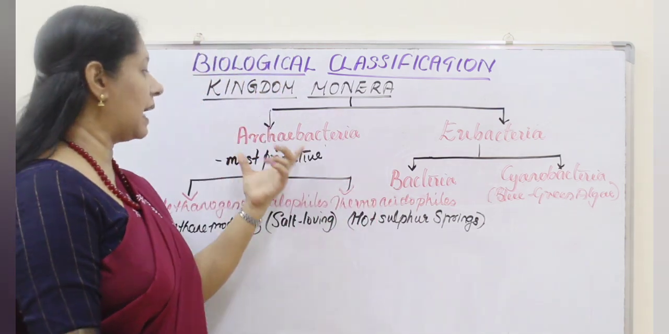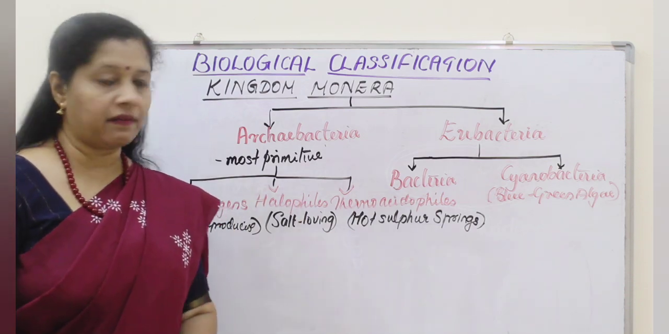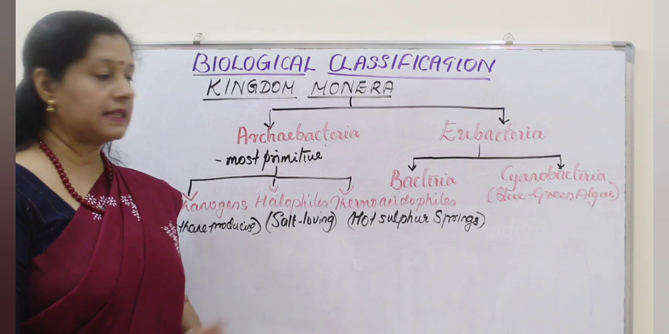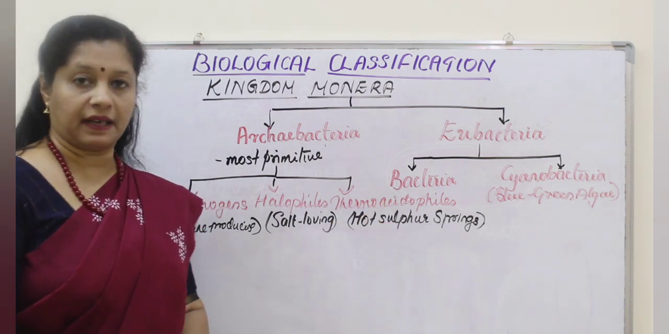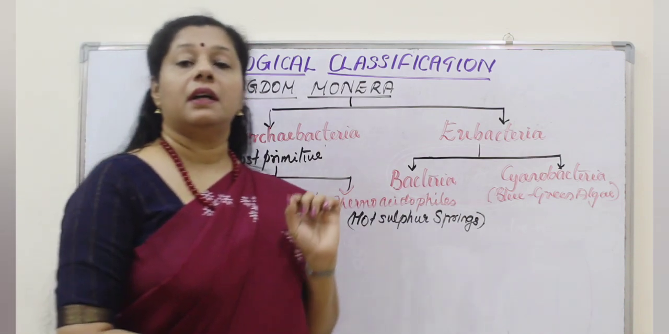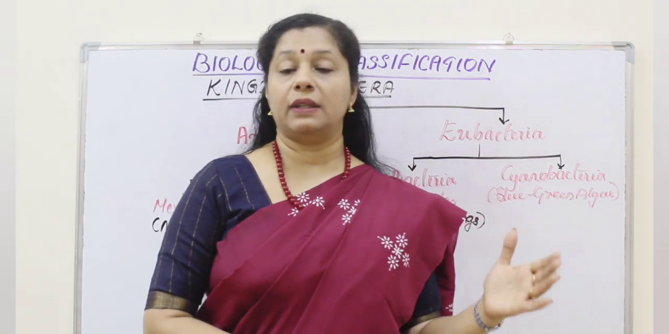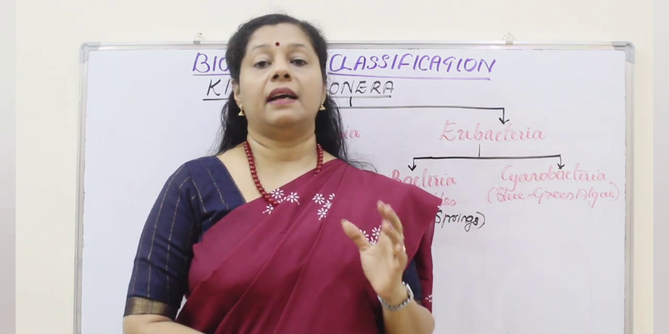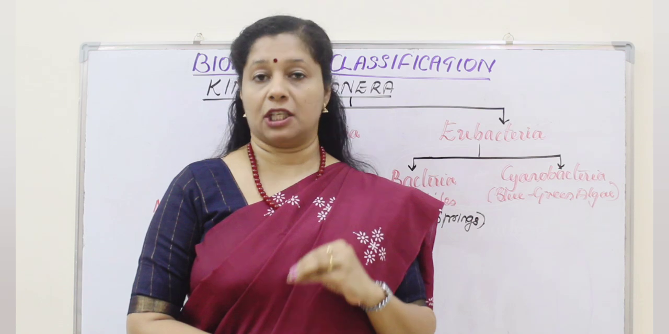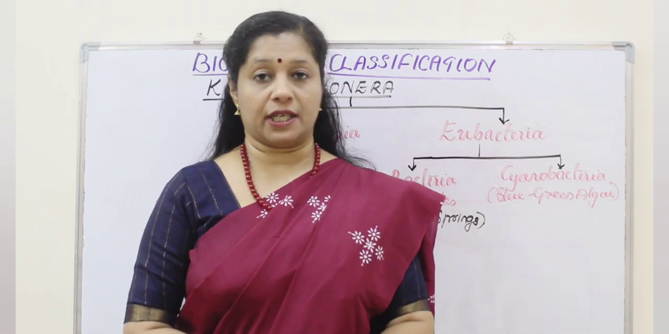Now, if you look at the archaebacteria, they can again be three types depending on where they are found. For example, first is methanogens, second is halophiles, third is thermoacidophiles. Methanogens are present in the gut of cattle. Ruminant animals like cow and buffalo are ruminant cattle. They have a rumen, that is a chamber in the digestive system in the stomach. So this has specialized bacteria called methanogens.